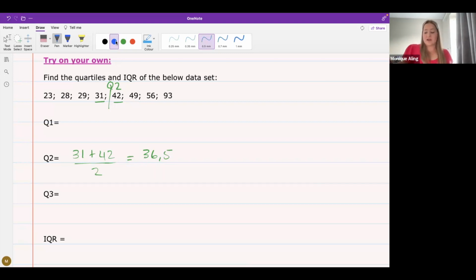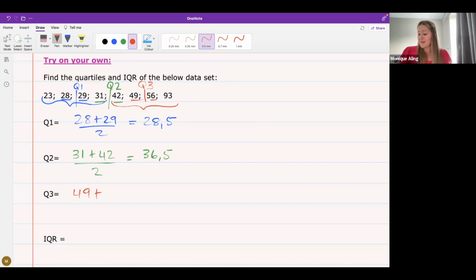Okay, then we look at the first half of our data set and we halve that as well. And we've got 28 and 29 in the middle. So quartile 1 sits between those two numbers. So we say 28 plus 29 over 2, which gives you 28,5. Okay, then we look at the second half of our data set. The two middle numbers are 49 and 56 to give us quartile 3. Because there are 2 numbers in the middle, we add them and we divide by 2, which gives us an answer of 52,5.